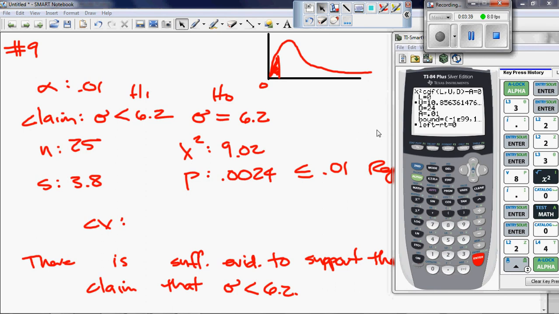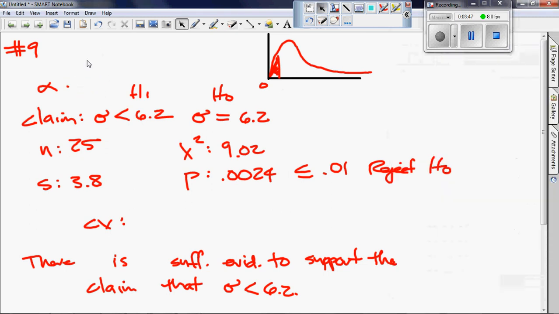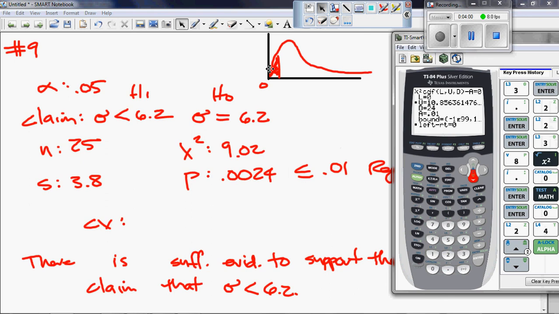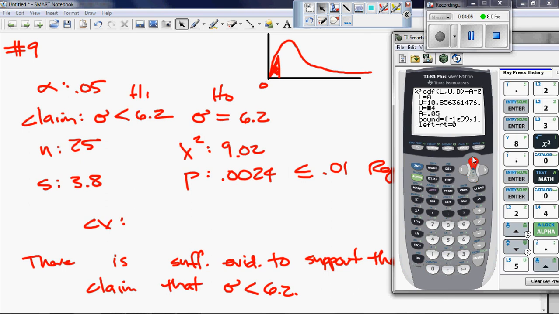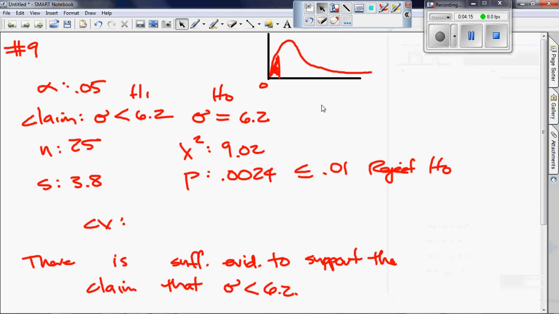Alright, let's make this correction real quick. The significance level is not 0.01. For number 9, the significance level is actually 0.05. So 0.05 is our significance level. Let's finish the critical value first. So this area right here is 0.05, not 0.01. Go back up to the upper boundary, alpha, enter. And the critical value we should have is 13.85.